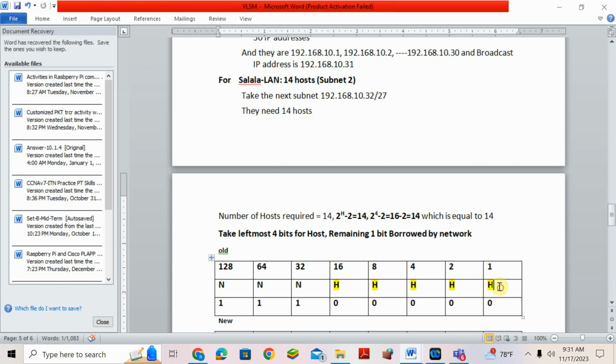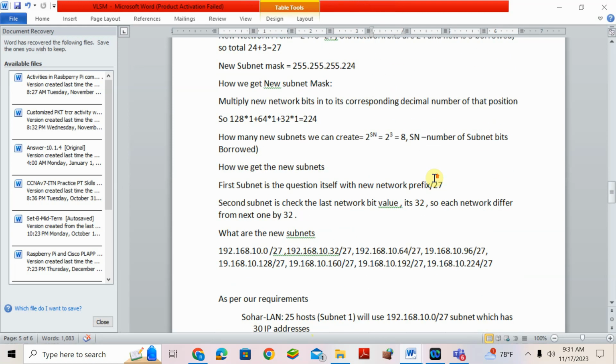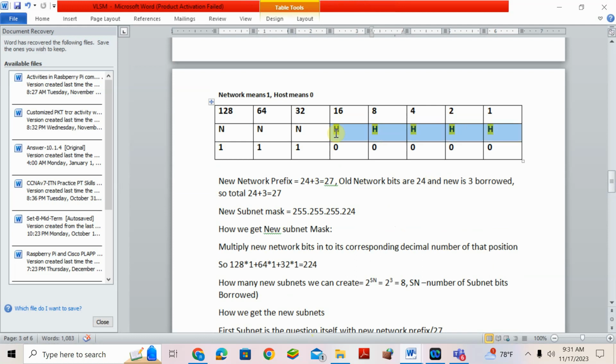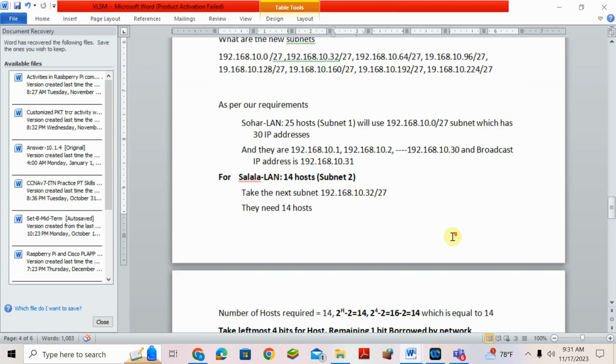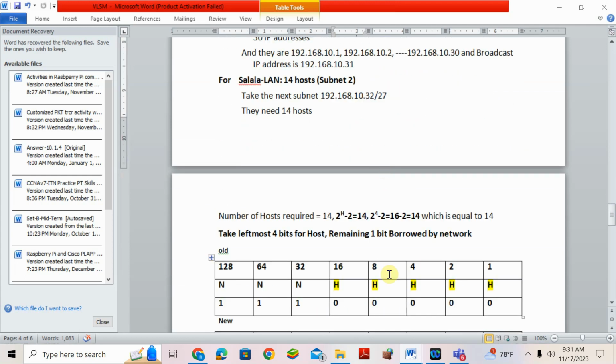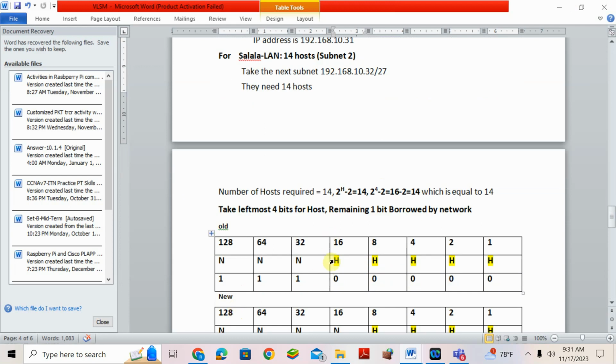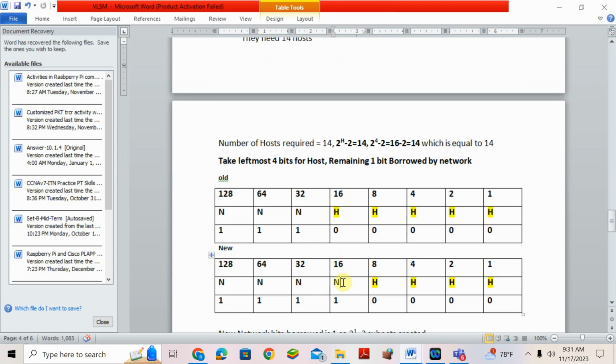So what will I do? I will take only 4: 1, 2, 3, 4. We have 5 already, and out of that I want only 4. So who will take the 5th bit? Remember in the earlier case I had 5 host bits, 3 network bits. Now I need only 4 because 2 power 4 is my requirement, 14. So this bit is going to be extra. I want only 1, 2, 3 and 4. Old will change to new. This bit will be borrowed again by the network. Network will borrow it. Okay?